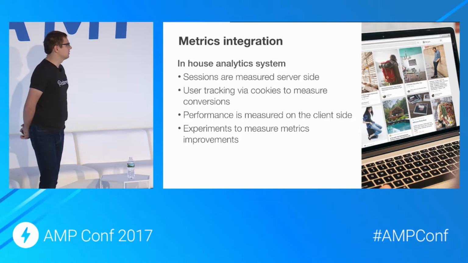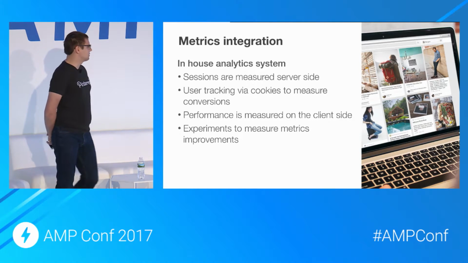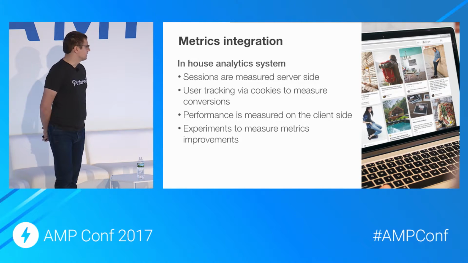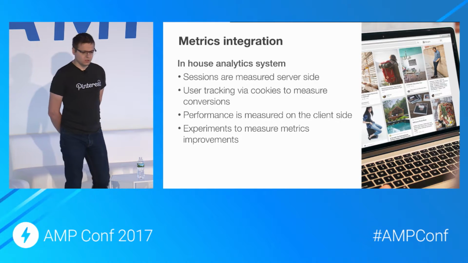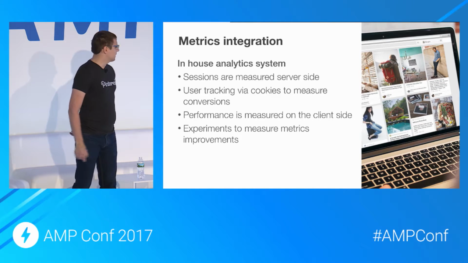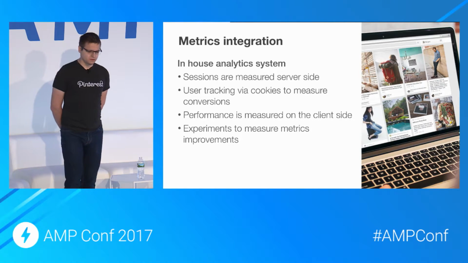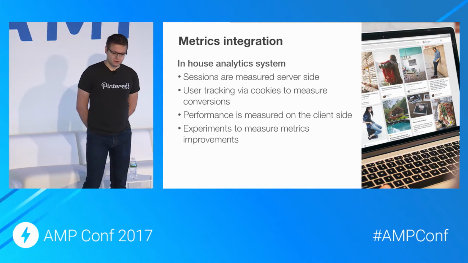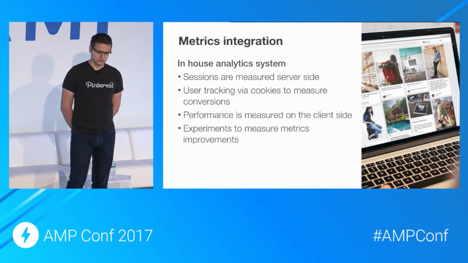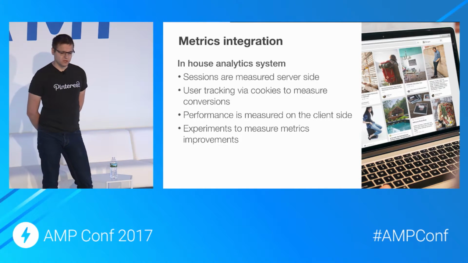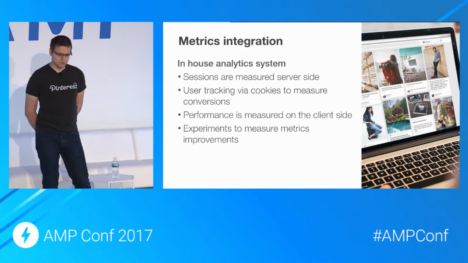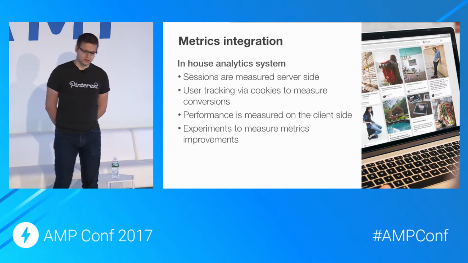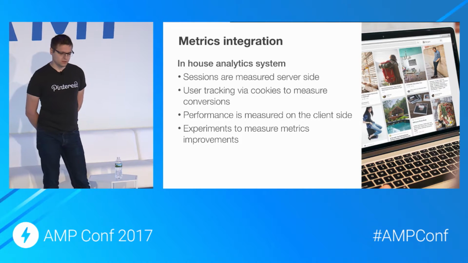Let's go over the details. How do we measure these metrics? To do that, we use an in-house analytics system. Sessions are measured on the server side. We log every request and analyze it later. Conversions are measured via tracking users' lifetime. It's done by assigning every user an ID and storing it in a cookie, as well as tracking when they install the Pinterest mobile app or register via the website. Performance metrics are measured using JavaScript on the client side and reported via the Pinterest Analytics API.